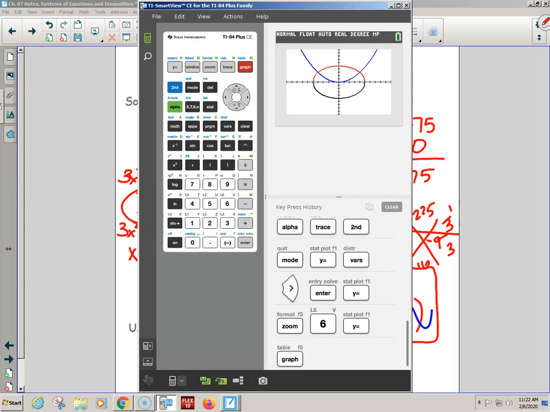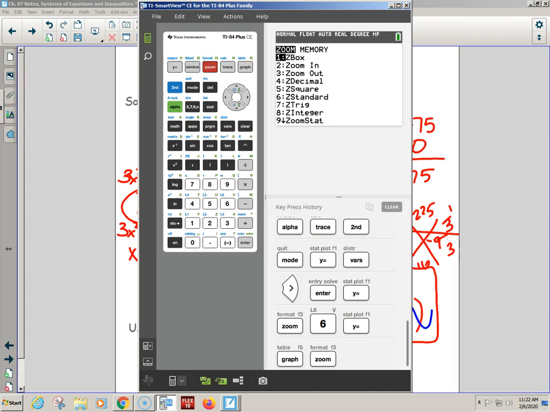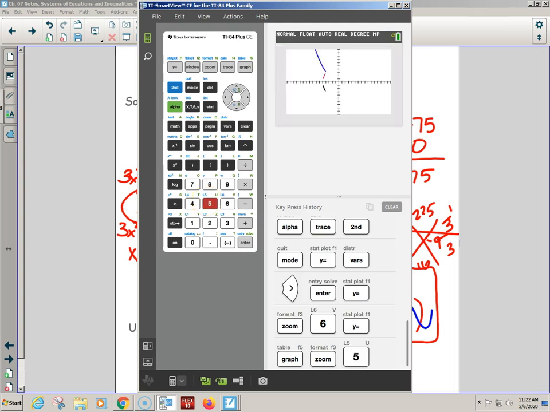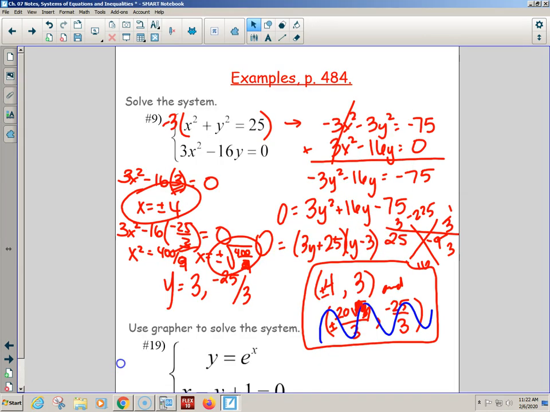6 is outside. Now some of you are like, oval. I get why you said that, but here's the problem. Right now, this is a rectangular screen. It's been squished. If I do zoom square to make all my units equidistant, all of a sudden it will look like the circle that it truly is. Those zooms are helpful sometimes, huh?